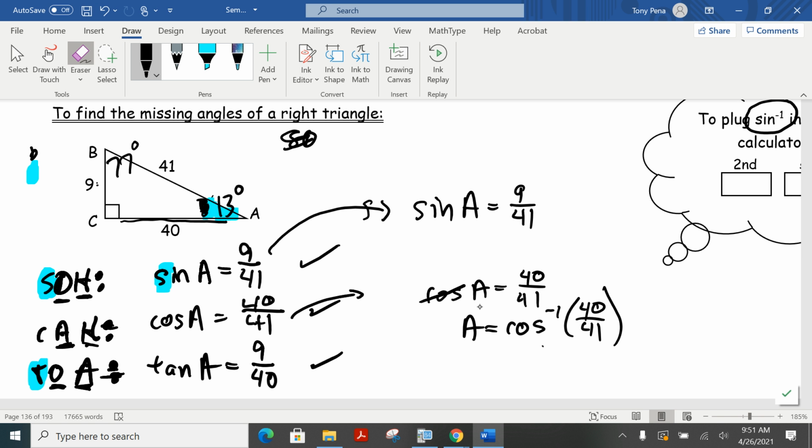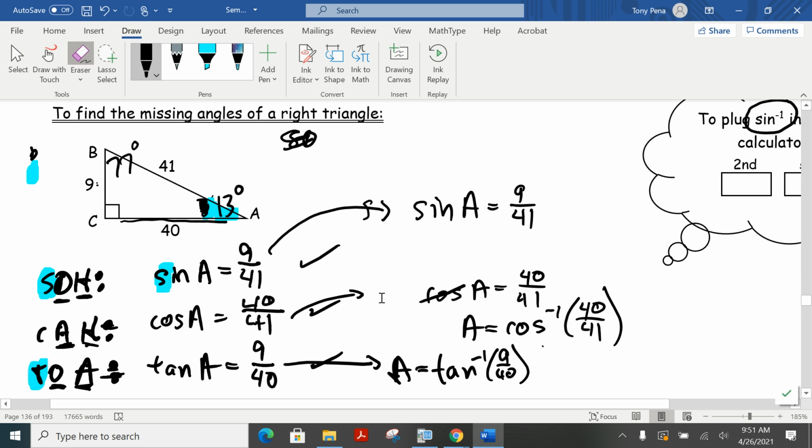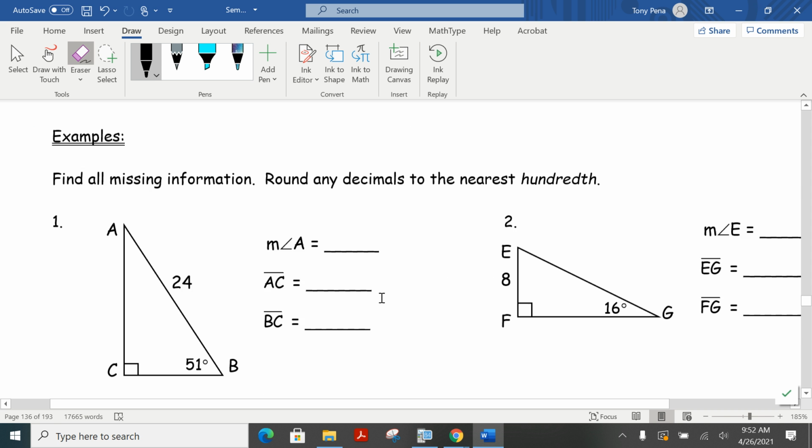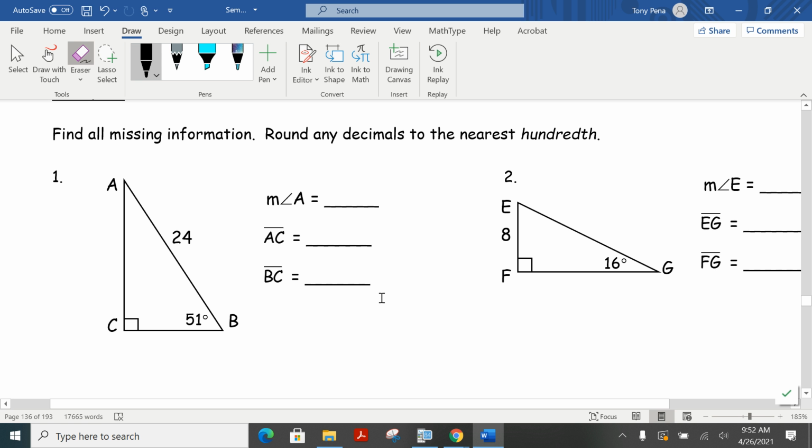You don't necessarily need to do it, but if I did angle A, we could also do the inverse tangent of 9/40. All three of those solve for the exact same value. So as we're going through these, if I set it up a little bit differently, you can see why. You may be using a sine when I'm using a tangent, or vice versa. It doesn't necessarily mean you're wrong. All right, so now let's go to these, and then we'll knock some of these out.